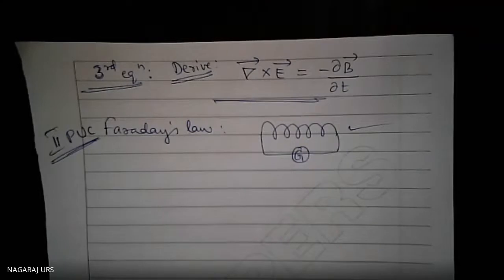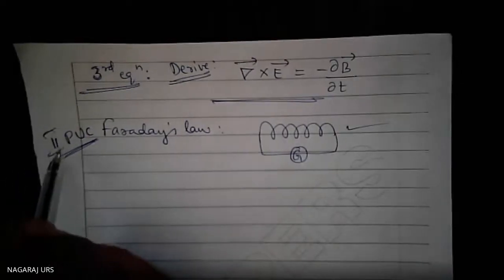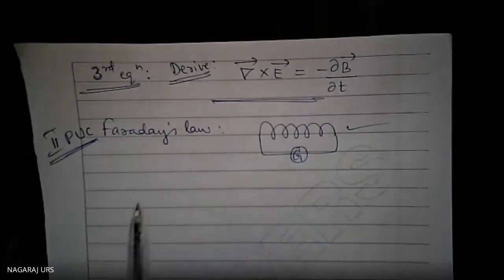I told you already, first we used the Gauss theorem. To derive the first law, we used the Gauss theorem. For the second one, we used the Biot-Savart law. The third one, we are using Faraday's law. For the fourth one, we are using Ampere's circuit law. These are all the four important concepts that we have already learned in your lower classes. Then we have to use them.